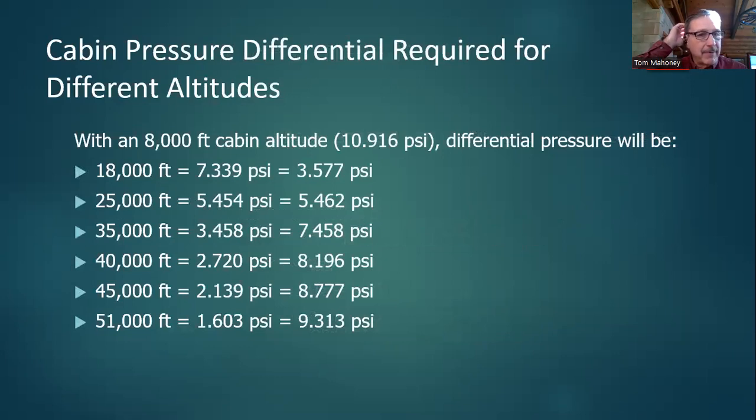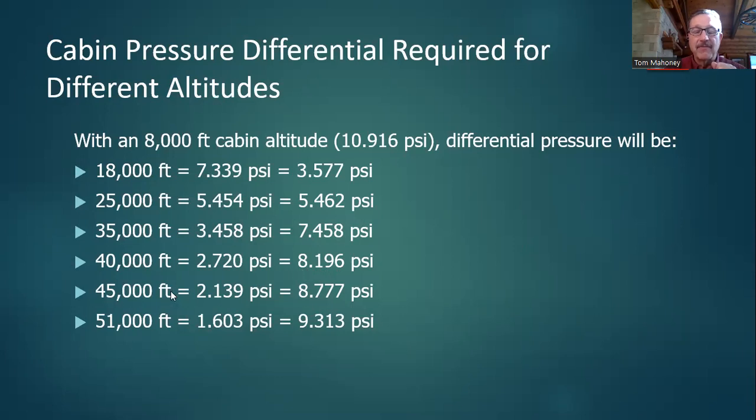So let's think about it this way: cabin pressure differential required for different altitudes. Let's say we're trying to hold the cabin altitude at 8,000 feet. That's 10.916 psi. The differential pressure at different altitudes will be this. At 18,000 feet, the differential pressure will be 3.577. At 40,000 feet, it's going to be a differential pressure of 8.196. Still pretty safe, 8.2. We're under that. I feel pretty good.